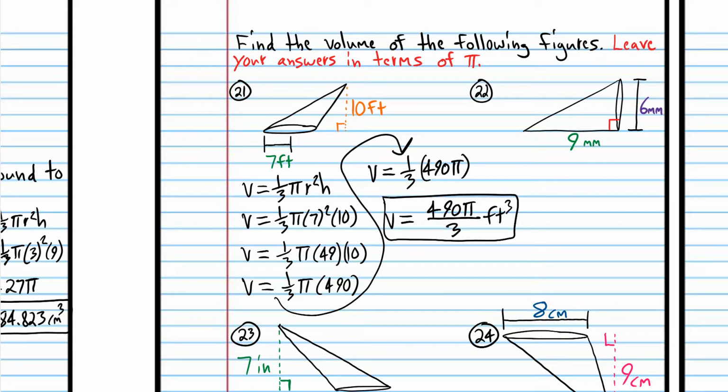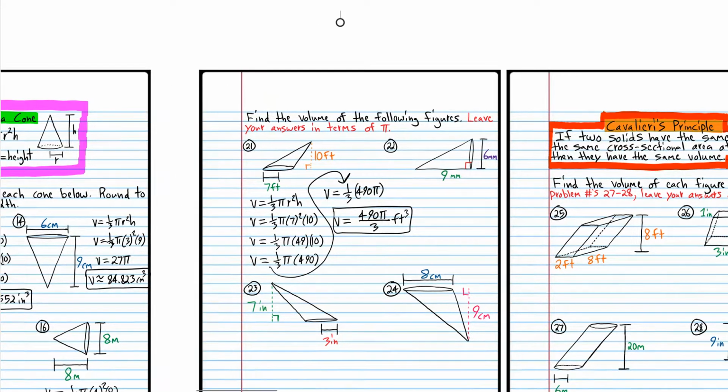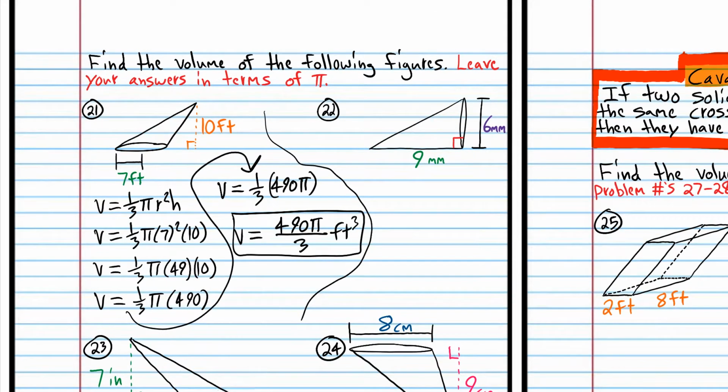So again, the whole point we're trying to demonstrate here is that to find the volume of these cones that are not symmetric, you just use the same formula. So let's try number 22. So volume equals 1/3 pi r squared times h. So we've got 1/3 pi, r is 3, not 6, times 9. And we get 27 pi.